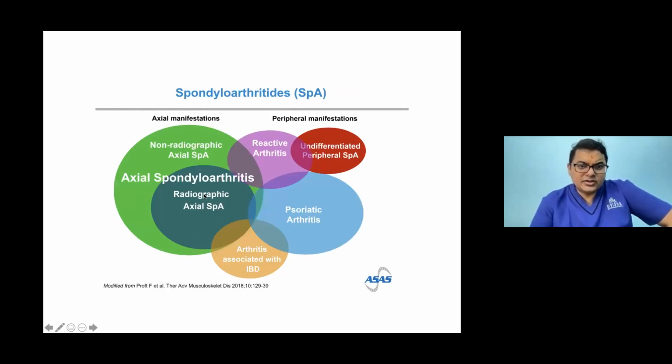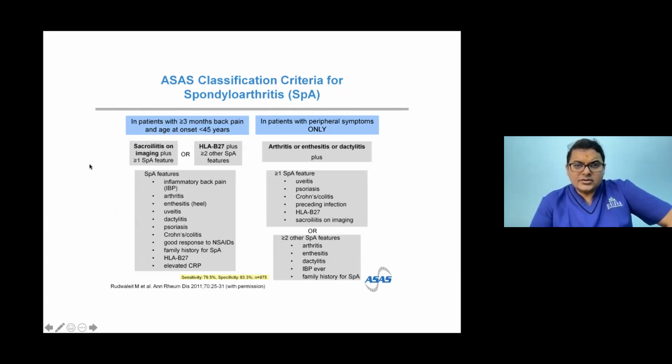So if it is shown on the X-ray, it is called radiographic. If it is not seen on the X-ray but seen on the MRI, it's called non-radiographic. The rest I have told you about. So ASAS is something which all of you have to go and look at, especially for those of your patients who have what we call inflammatory back pain. It's the Assessment of SpondyloArthritis International Society, which brings out guidelines and does cutting edge research on these patients.